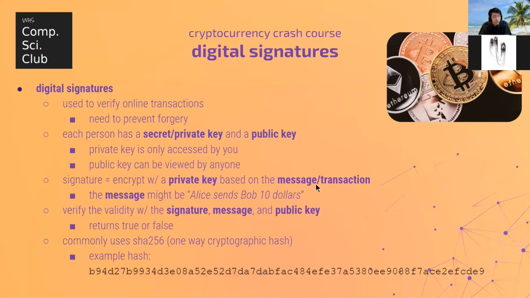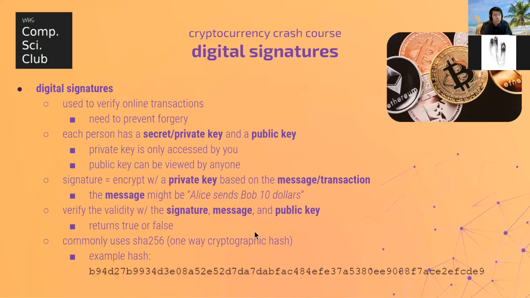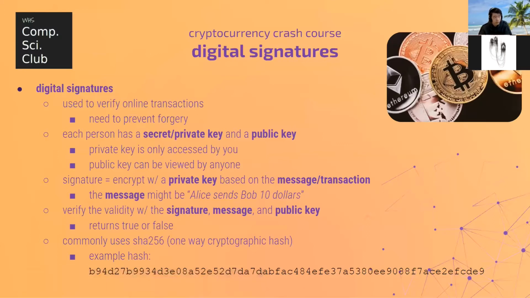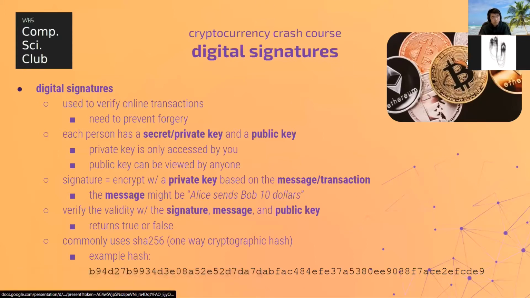And we can still verify that it's valid using the signature, the message, and Alice's public key. With all of these three together, we put them in a function and it returns true or false if it's valid or not valid. And then to do all of this, you commonly use SHA-256. It's a one-way cryptographic hash. We're not going to talk about how it works. Just know what it is. It's commonly used. An example hash looks something like that. It's pretty long. It's pretty random. And so that's all for digital signatures.